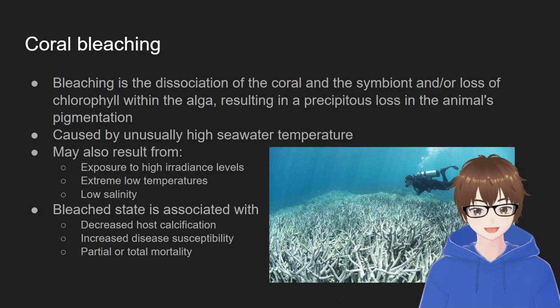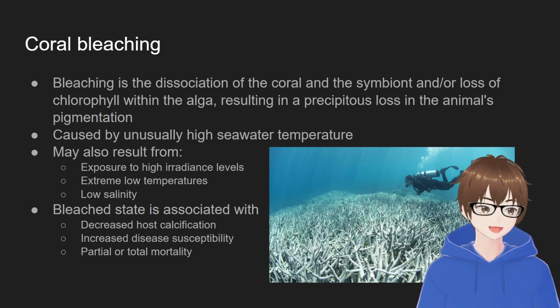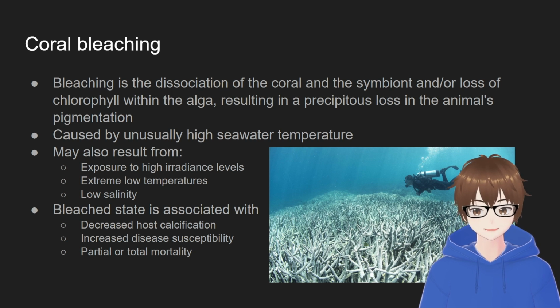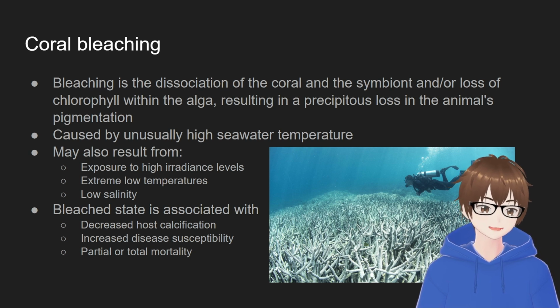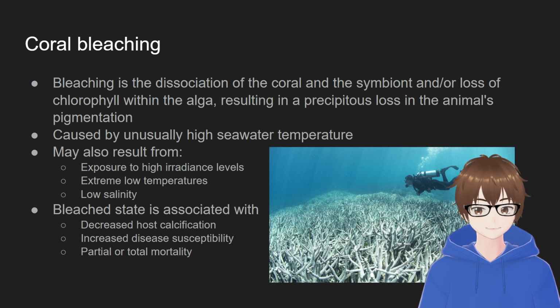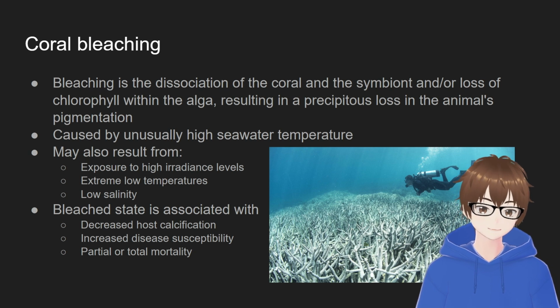So, one of the big things that is happening with corals right now in the world is coral bleaching. Bleaching is just a disassociation of the coral and the symbiont, or loss of the chlorophyll within the alga, resulting in the loss of an animal's pigmentation. Basically, the dinoflagellates, or the algae that live on the coral, lose their chlorophyll, losing their color, which makes it so they cannot produce food. Then the algae will die, and because coral get like 90% of their energy from the algae, the coral will end up dying.